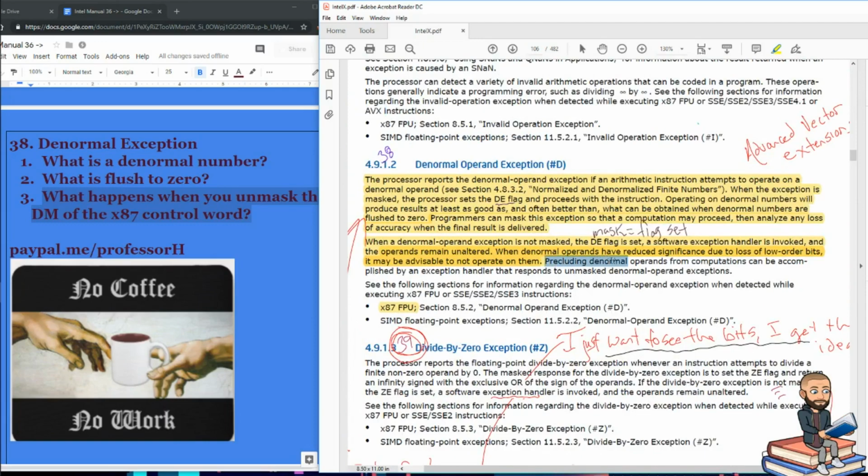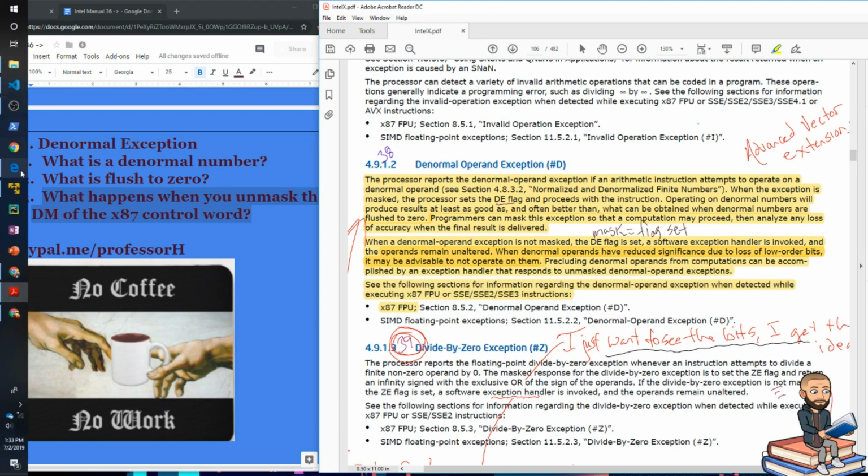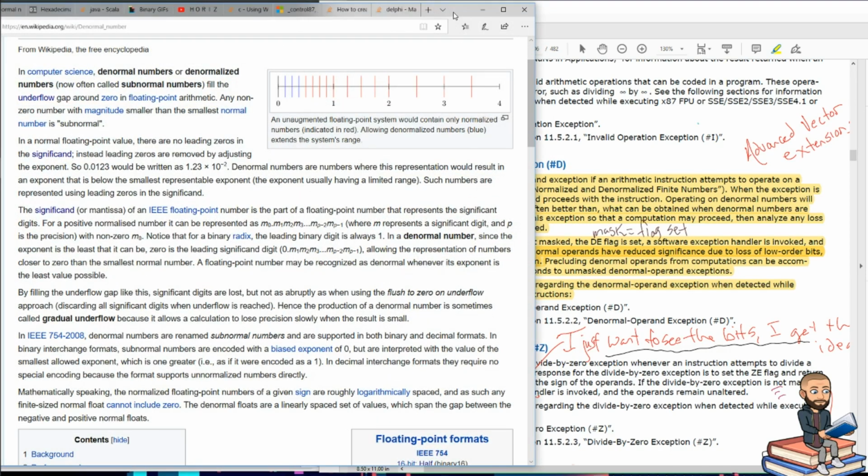Now, precluding denormal operands from computations can be accomplished by an exception handler that responds to unmasked denormal operand exceptions. So you can create this exception handler either in the operating system, you can have operating system exception handlers, or you can have exception handlers in the software you're writing. Now, Intel will tell you to see the following sections to learn more about this stuff. We'll eventually get there, but for now in this video, I want to take you to a Wikipedia article.